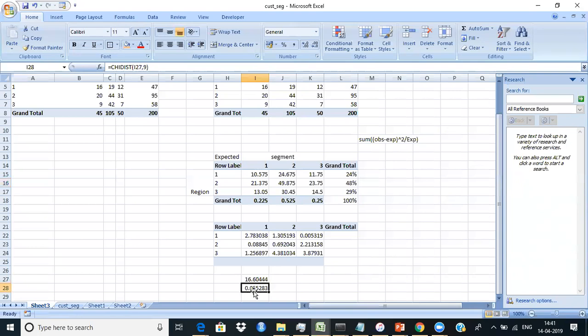Chi-dist. Again, you don't need to do it in Excel. You can always do it in Python, but this is how you can also do it in Excel. Okay.